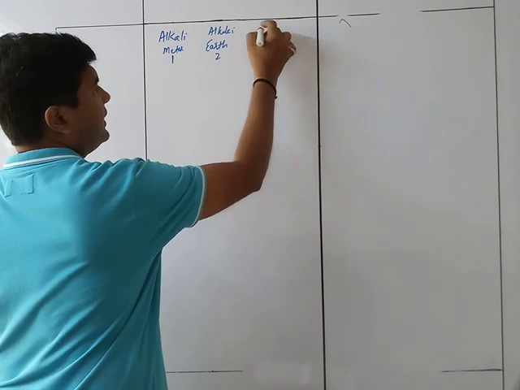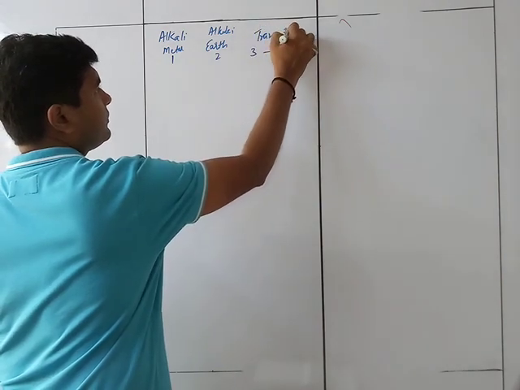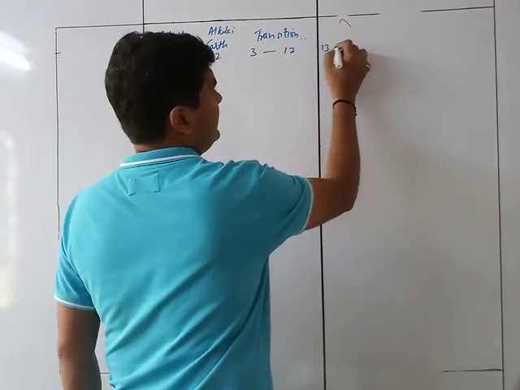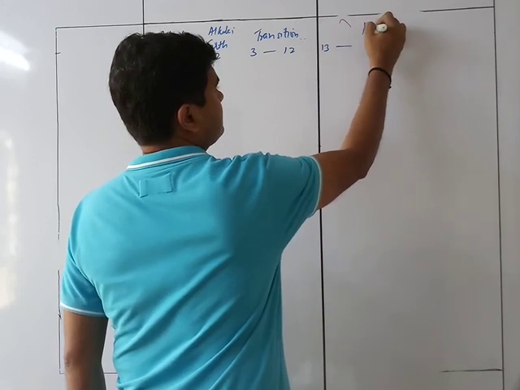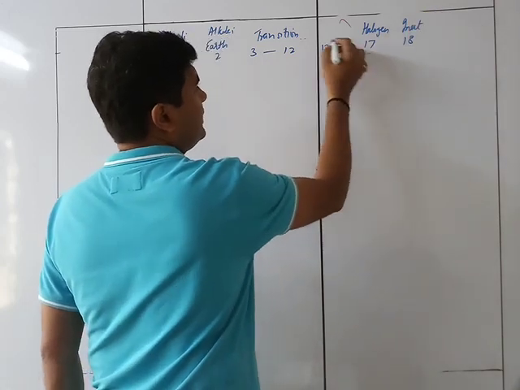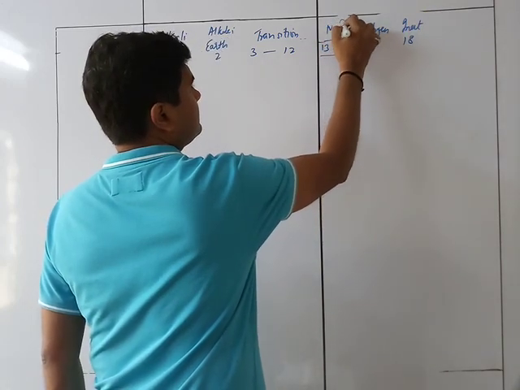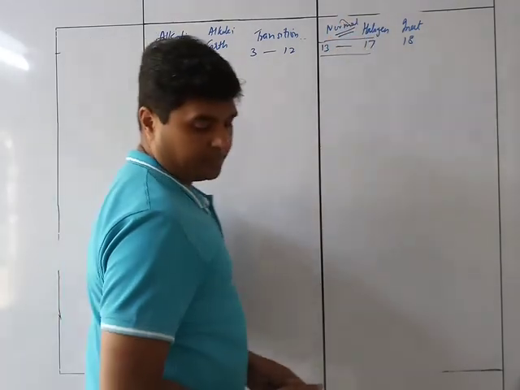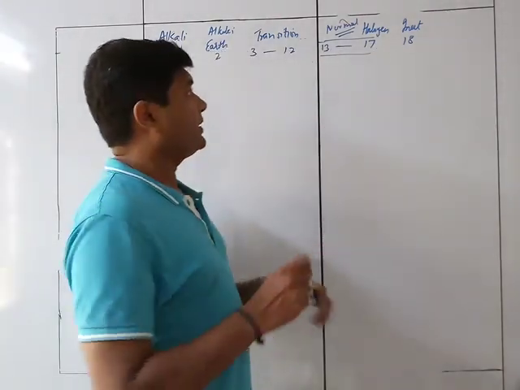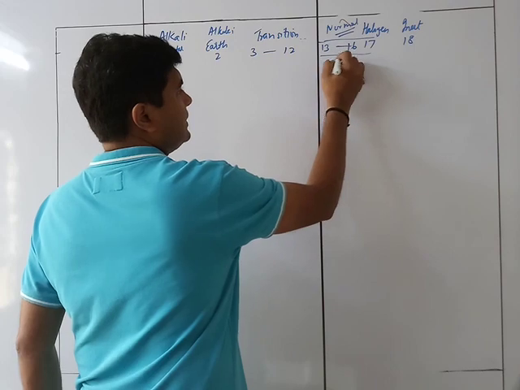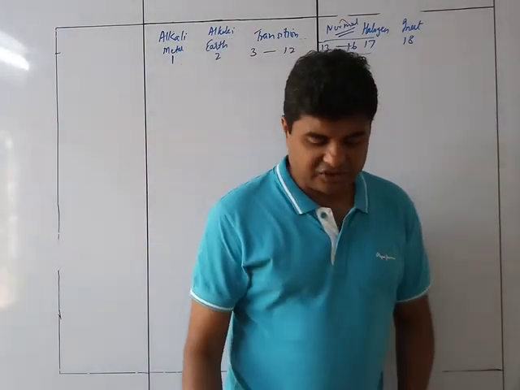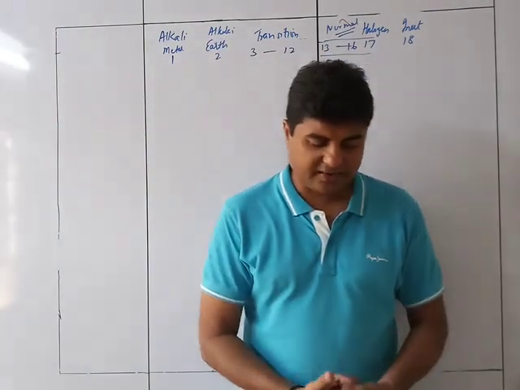3 to 12 are transition. Now 13 to 17, so 17th is the halogen and 18 is inert. Now 13 to 17 over here are again normal elements, and so that is post transition. Also you can say 13 to 16 can be considered as post transition. So 13 to 16 is post transition, 17 is halogens, and 18 is noble gases.